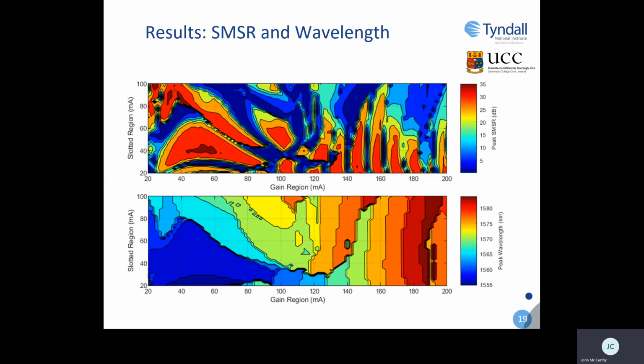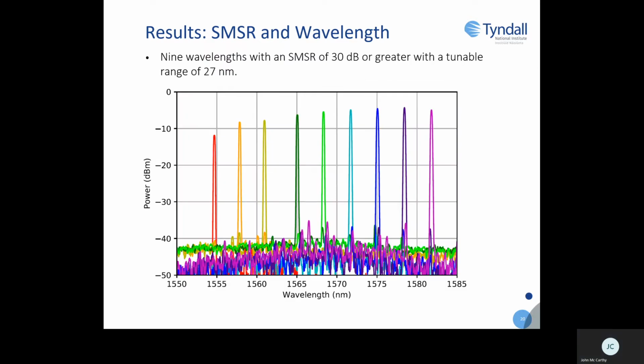So what we did was we swept the current across the gain region from 20 milliamps to 200 milliamps, and we swept the current across the slotted region from 20 milliamps to 100 milliamps, and we measured the corresponding side mode suppression ratio and wavelength. In terms of SMSR, we attained a maximum SMSR of 35 decibels, but we also attained multiple other wavelengths with an SMSR of 30 decibels or greater. This image shows the different wavelengths we attained. We attained 9 different single mode spectra across a tunable range of 27 nanometers.